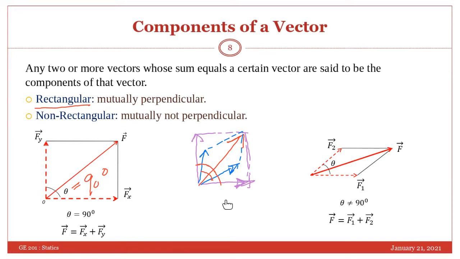So vector F1 plus vector F2 is equal to vector F, and vector Fx plus vector Fy is equal to vector F. Keep these two terminologies in mind, because we will use rectangular and non-rectangular many times. When we say rectangular components, it means the angle between the components is 90 degrees, and when we say non-rectangular components, it means the angle between the components is not 90 degrees. In the non-rectangular case, we use the sine law and cosine law in general for the analysis of forces.